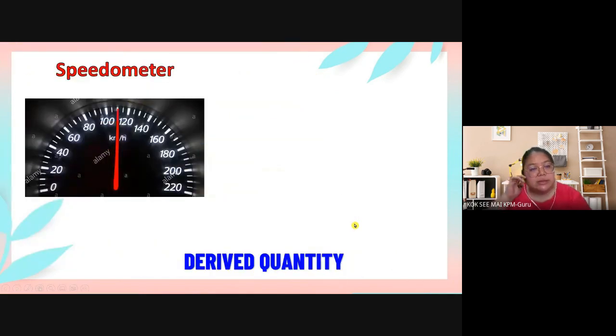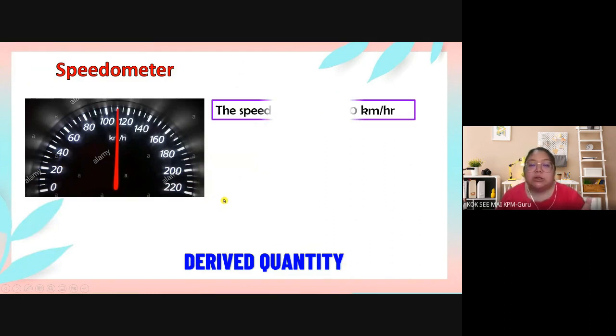Okay, so now you see this one is a speedometer. This one's from the car. The car can show you how many kilometers per hour. So this one, the speed of the car, is 110 kilometers per hour.